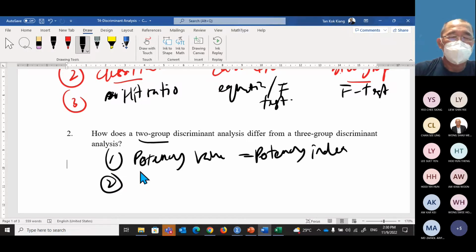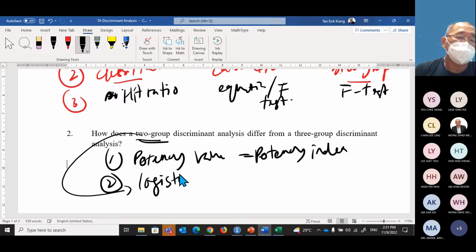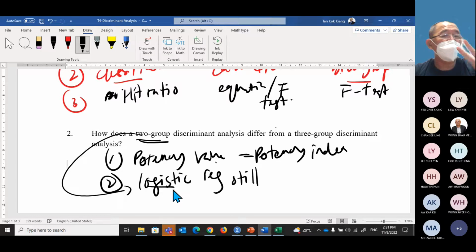Second, for two groups there is another option. You may consider using logistic regression, and then you compare, with of course a different interpretation. So logistic regression is still possible for two groups, but three groups cannot. Logistic regression must have a dependent variable with only two groups.